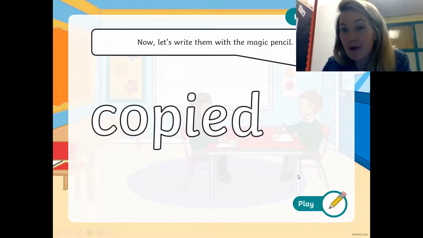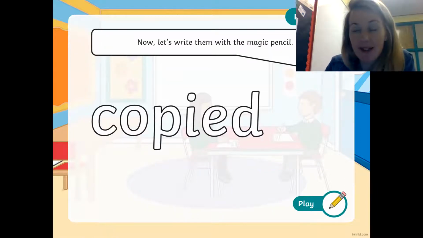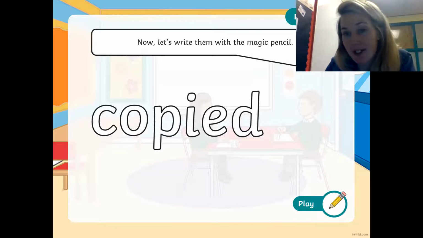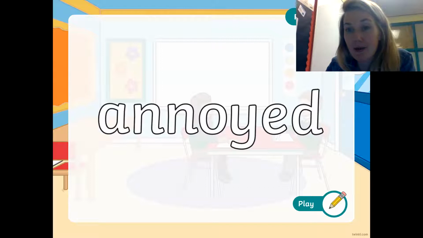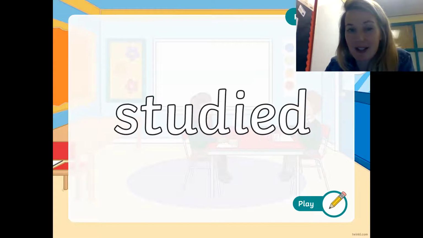So have a go at writing these down, pause me. Please keep working on your handwriting, try and join it if you can. Copied, pause me if you want to write that down, please. Annoyed, pause that so you can get it written down and practice the correct spelling of it.